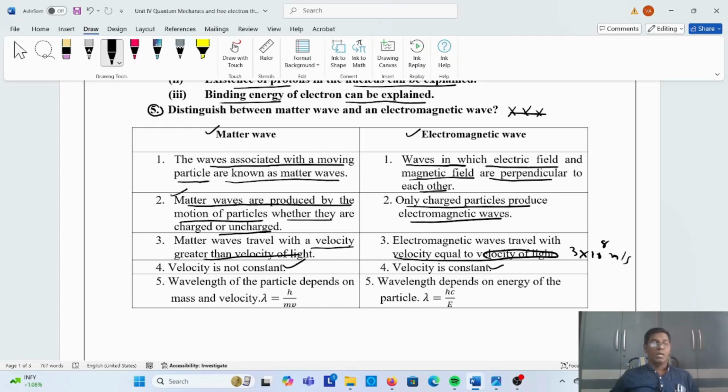The velocity of the matter wave depends on the mass and velocity of the particle. How do we say this? Lambda is equal to h divided by mv. In order to calculate the wavelength of the particle, we definitely need the mass of the particle as well as the velocity of the particle. Only if we apply mass and velocity is it possible to find the wavelength. Then coming to electromagnetic waves, wavelength depends on the energy of the particle, that is lambda is equal to hc divided by capital E. This is the one point. Now coming to another point.